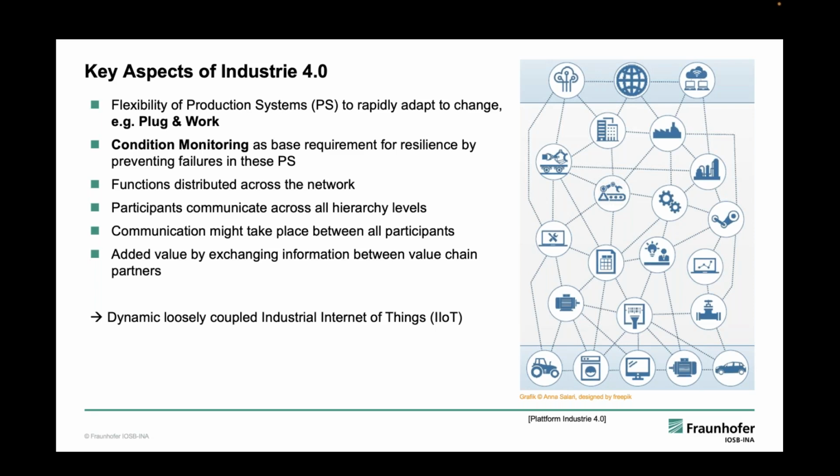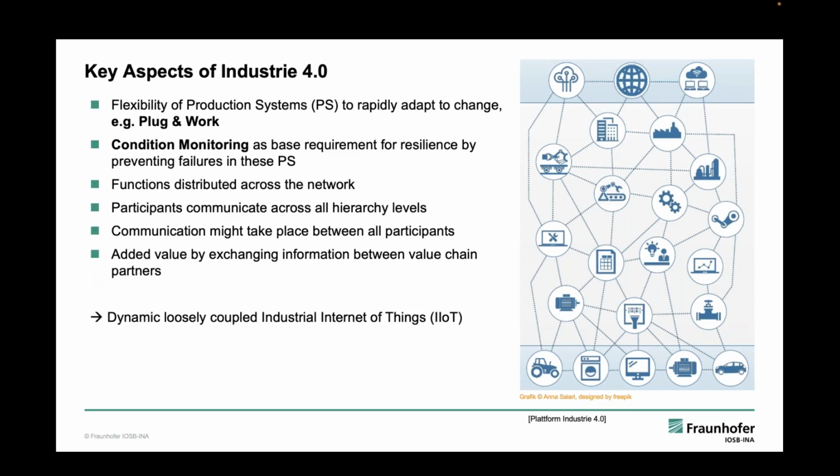And here in this Industry 4.0 architecture, we want basically all participants to be able to communicate with each other, just like you see it on the figure on the right. And very important, we want to create added value by exchanging information between value chain partners. And what we see is that for this, we need a dynamic, loosely coupled industrial Internet of Things as a base architecture to implement these key aspects.